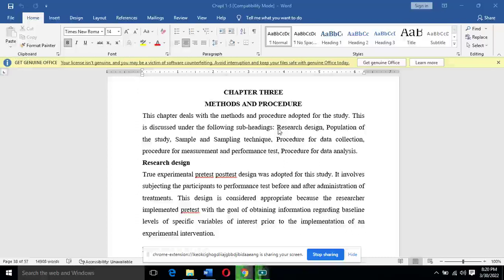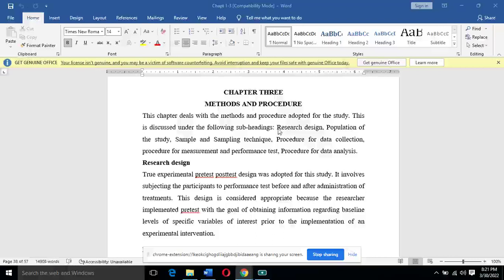This chapter is mostly to describe how you want to carry out your research or your project. In some places, we call it procedure or methods, in some places methodology. This is where you explain the methods you want to use, the process of data collection, and anything you want to do. You mention it here. And just like chapter one, this chapter contains certain subheadings that must not be missing.